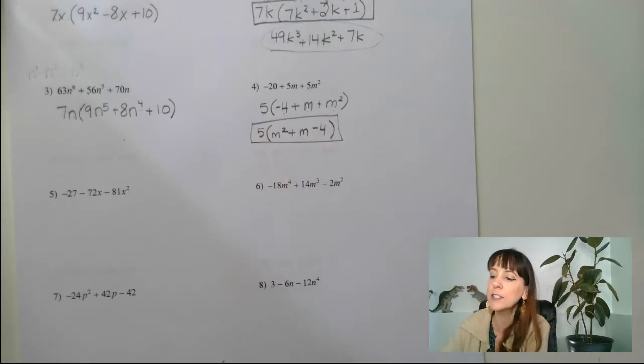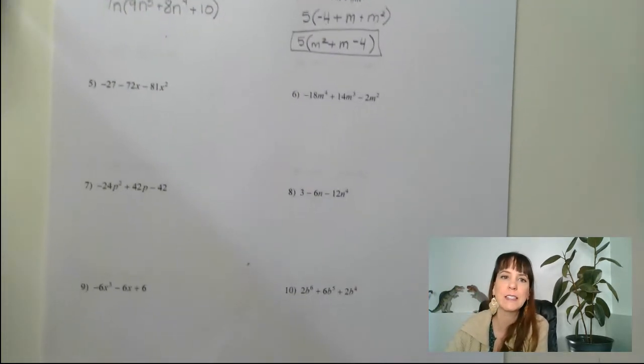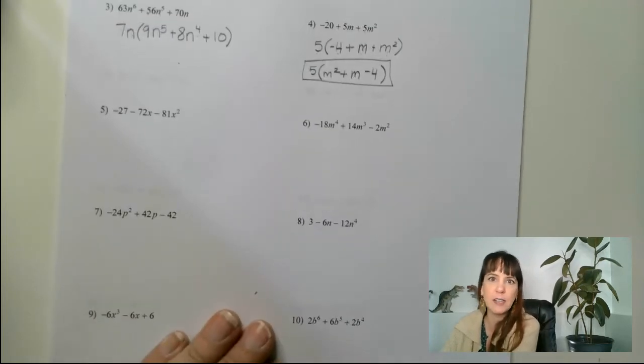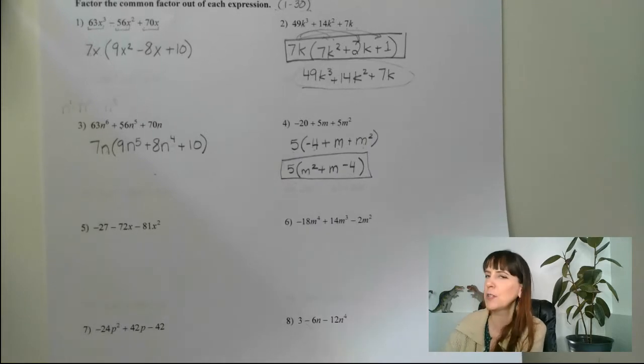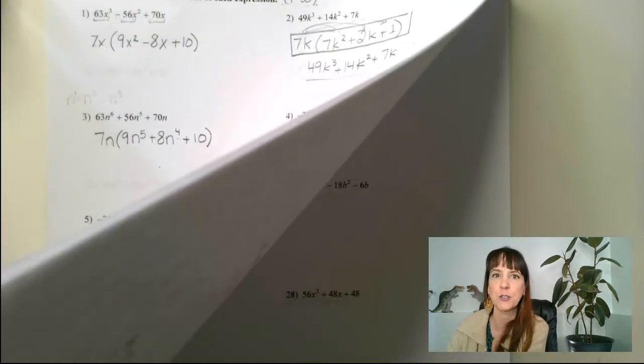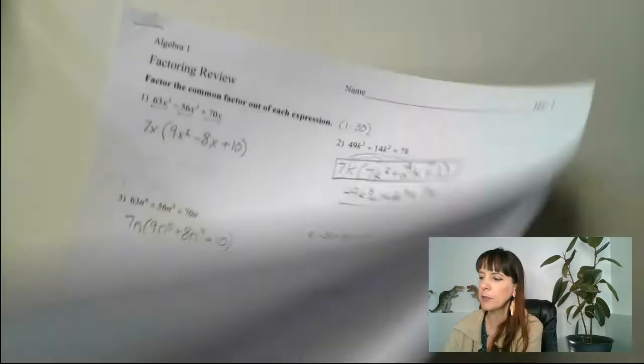All right, so basically 1 through 30 is just going to be a whole bunch of these that we've just done. You're practicing taking out that greatest common factor. So I gave you a whole bunch of it. You don't have to do them all. It's just a way for you to practice to make sure you know what you're doing. So let's jump to number 31 here.